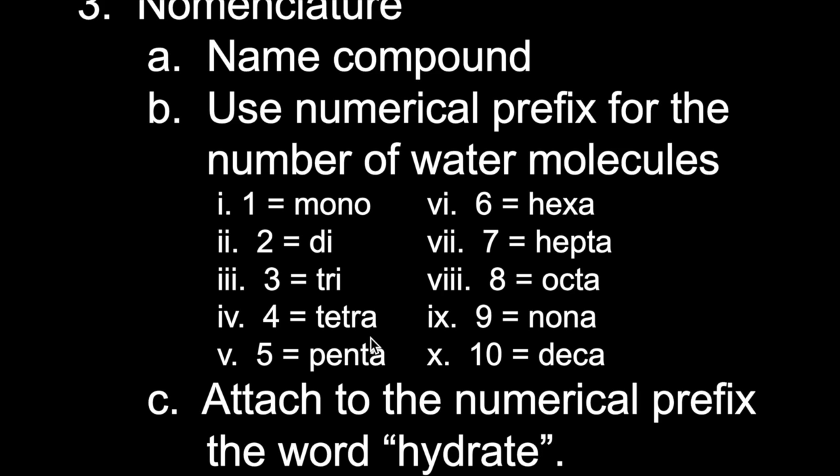So if there's only one water molecule in the structure, you call it a monohydrate. If there are 2 water molecules within it, you call it a dihydrate. If there are 9 water molecules in it, you call it a nonahydrate. So it should be pretty easy to figure out the name for the compound.